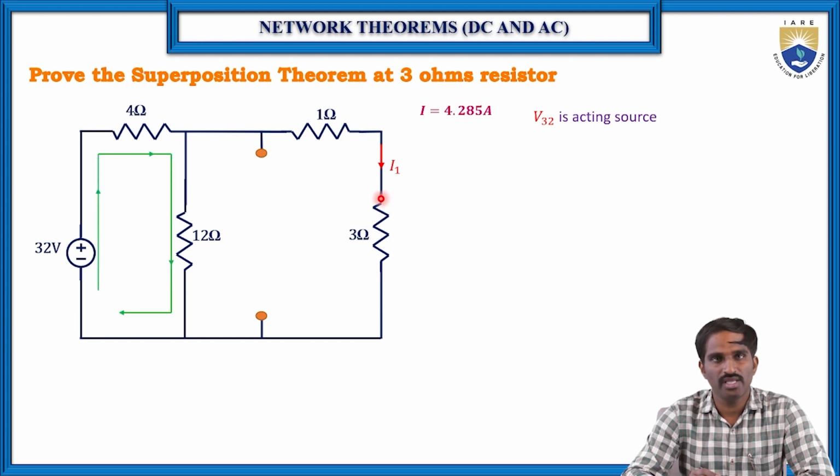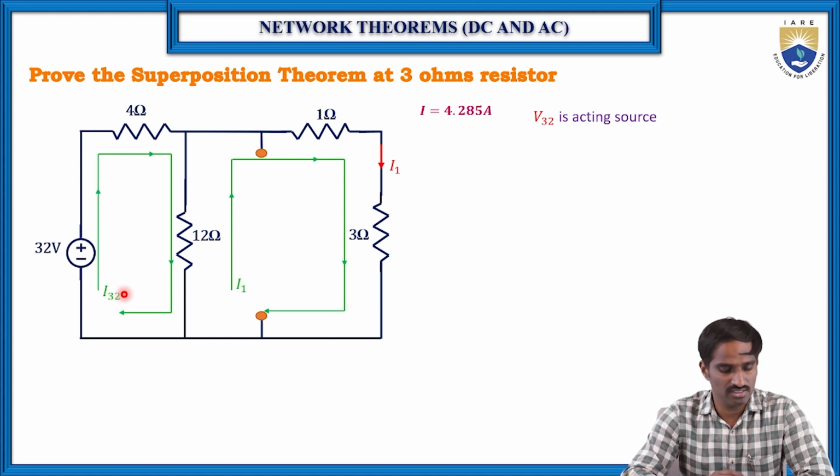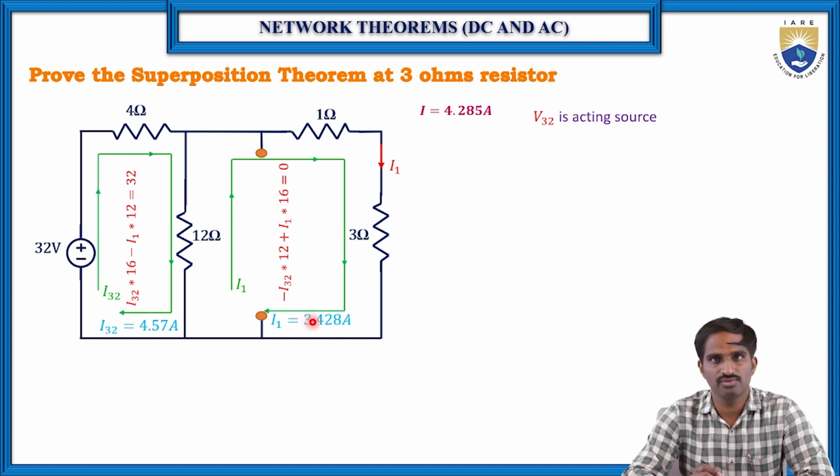Then by applying simple loop analysis, we can find the loop current in the first loop and the loop current in the second loop. Let us consider the current flowing through the first loop as I32, and the current flowing through the second loop as I1. Now write the mesh equations, one for the first loop and one for the second loop, and solve these two equations. Then we got the current flowing through the 3 ohm resistor, I1, equal to 3.428 amperes.